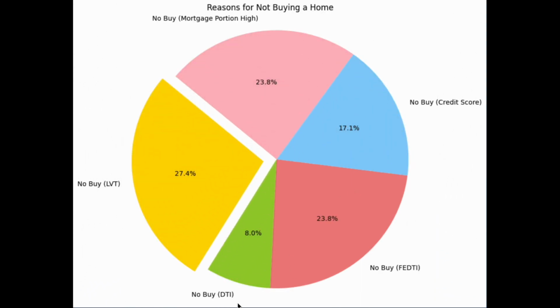Be our next pie chart. So as you can see, we've got LTV, the DTI, the FEDTI, the credit score, and the mortgage portion high. And so if you remember from the Java file, we had those functions, and so those functions were essentially calculating these values. And so we used the data that we had, imported it into our Jupyter notebook here, and we created this pie chart.